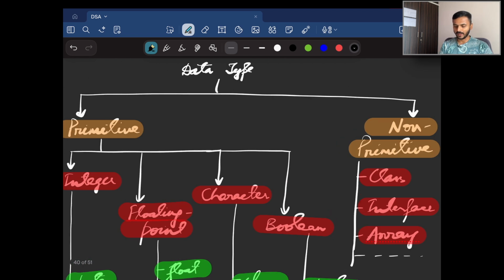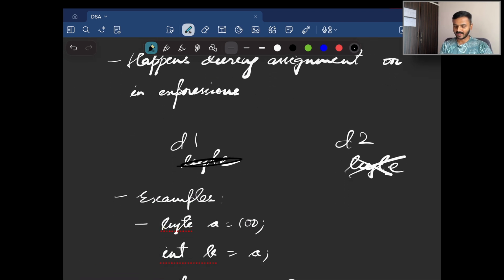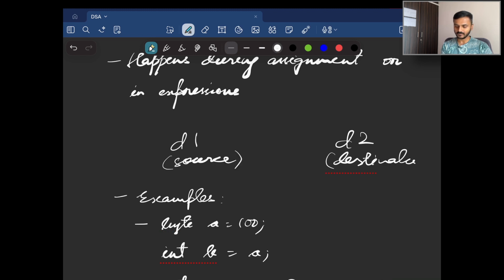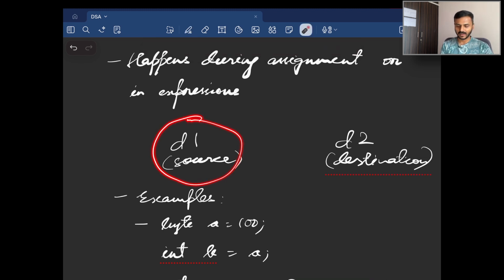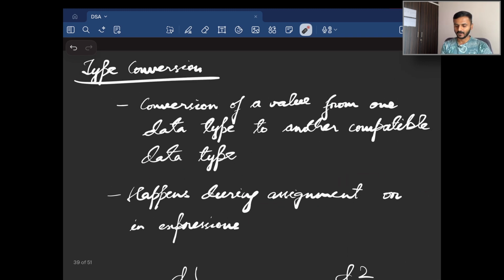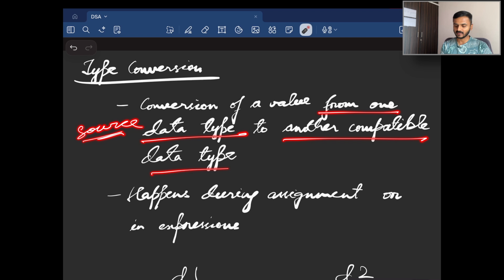Now, another important point to discuss over here is if I have got two data types, say D1 and D2, the more commonly used names for this will be source and destination, where source is the data type which is getting converted and destination is the data type to which source is getting converted. Going by the definition over here, this is referring to the source data type and this is referring to the destination data type.